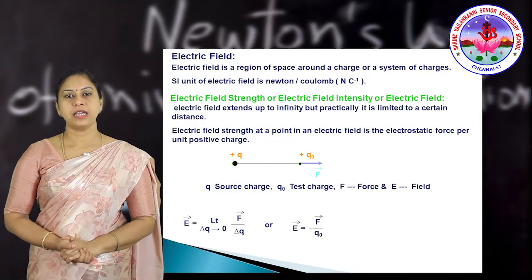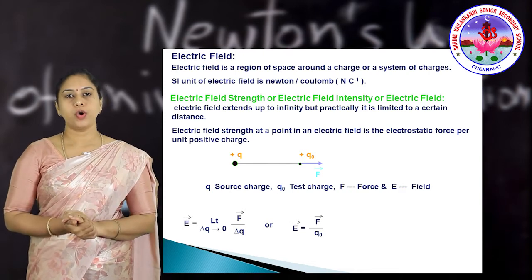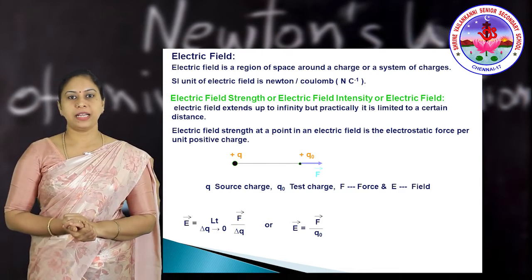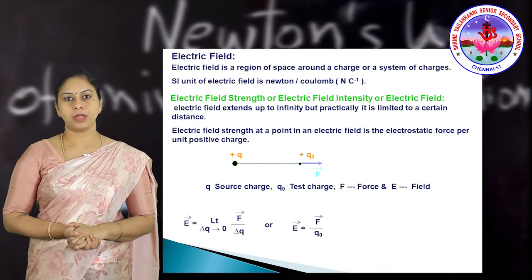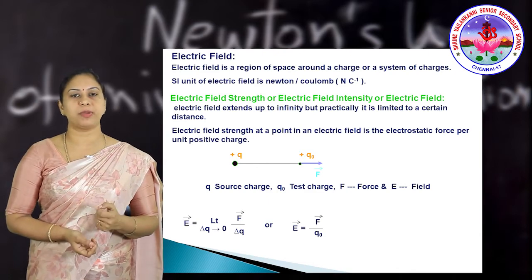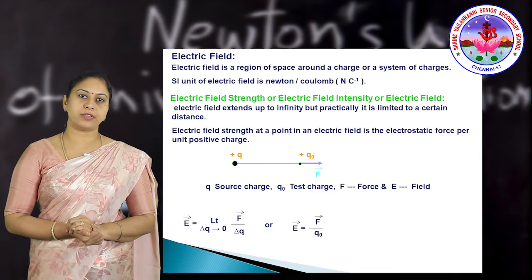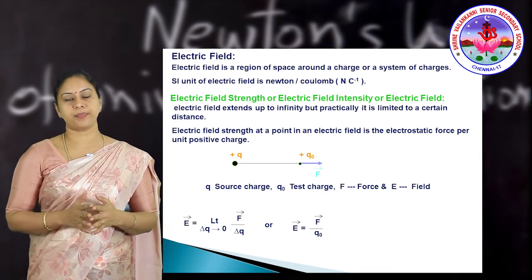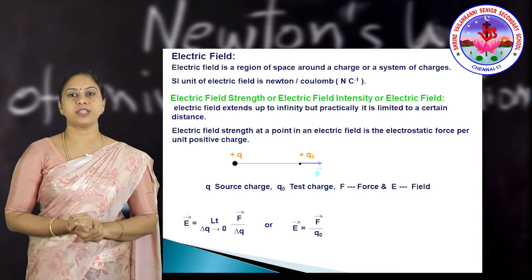Electric field. The electric field is a region of space around the charge or a system of charges. The SI unit of electric field is Newton per Coulomb. Now, the electric field intensity, which is nothing but the electric field strength. The electric field strength extends up to infinity, but in practice, we limit it up to some certain distance.